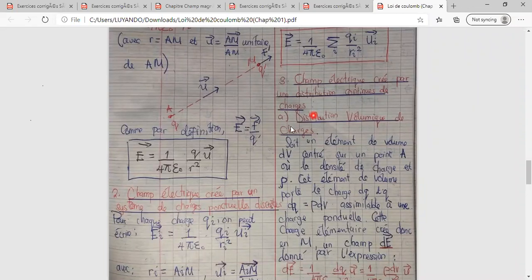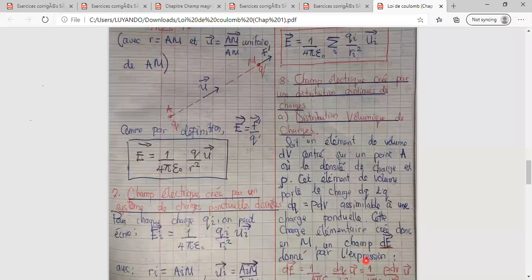And then we have distribution volumique de charge. So we have soit un élément de volume dV centré sur un point A, where the density des charges est rho. Cet élément de volume porte la charge dq, such that dq is equal to this. You remember this expression: originally rho is equal to dq over dV. So assimilable à une charge ponctuelle. Cette charge élémentaire crée donc un champ dE donné par cette expression.